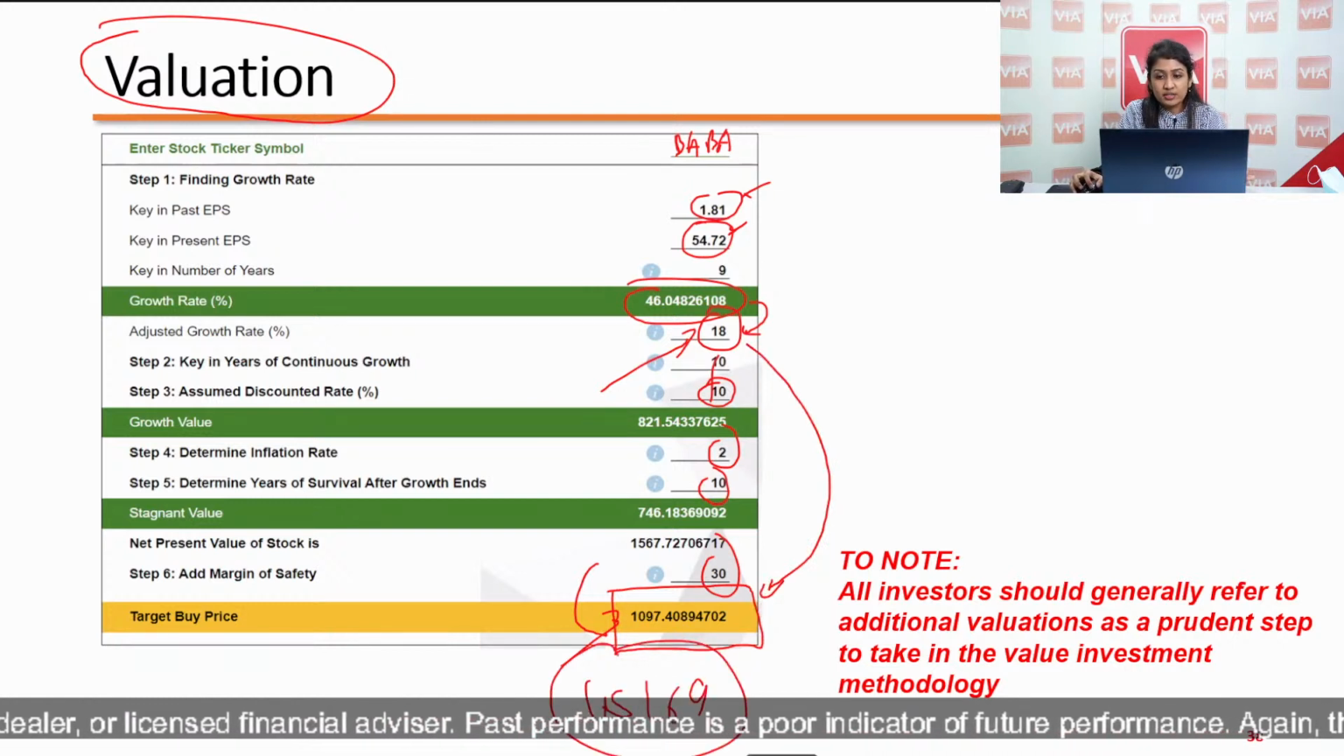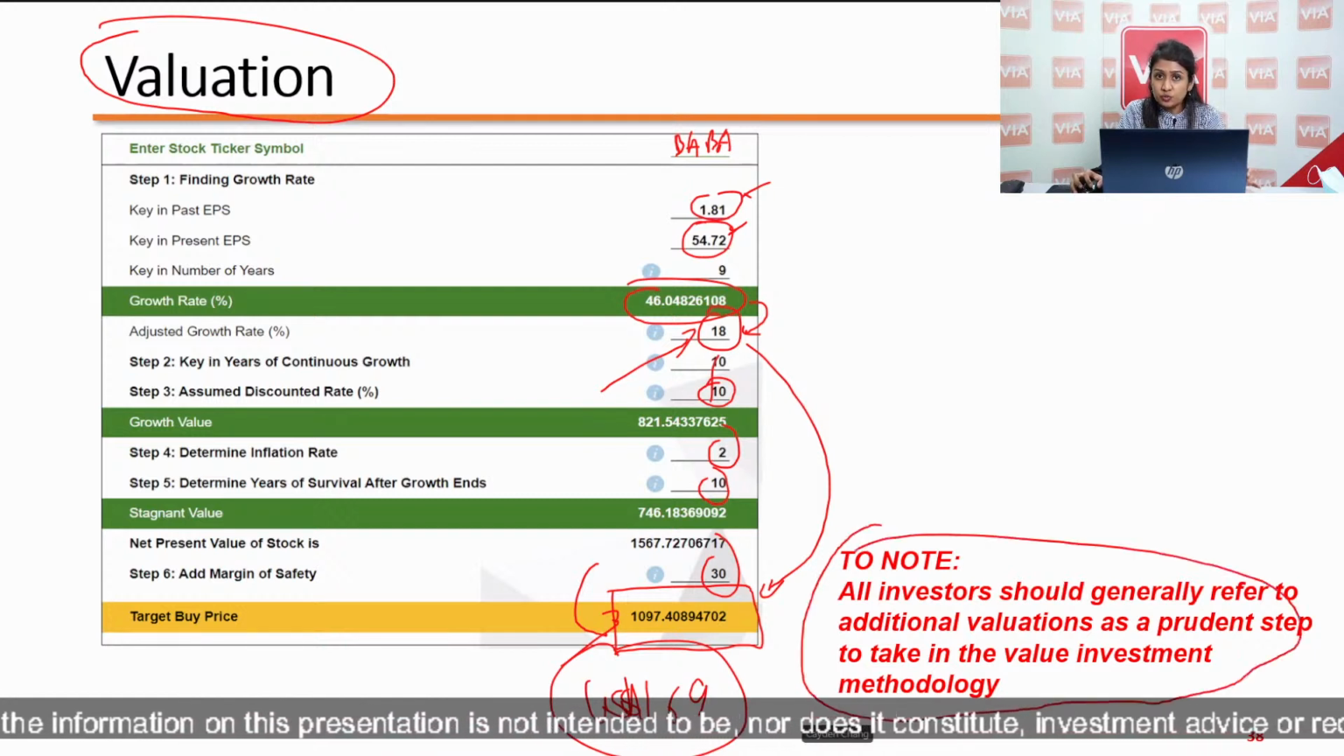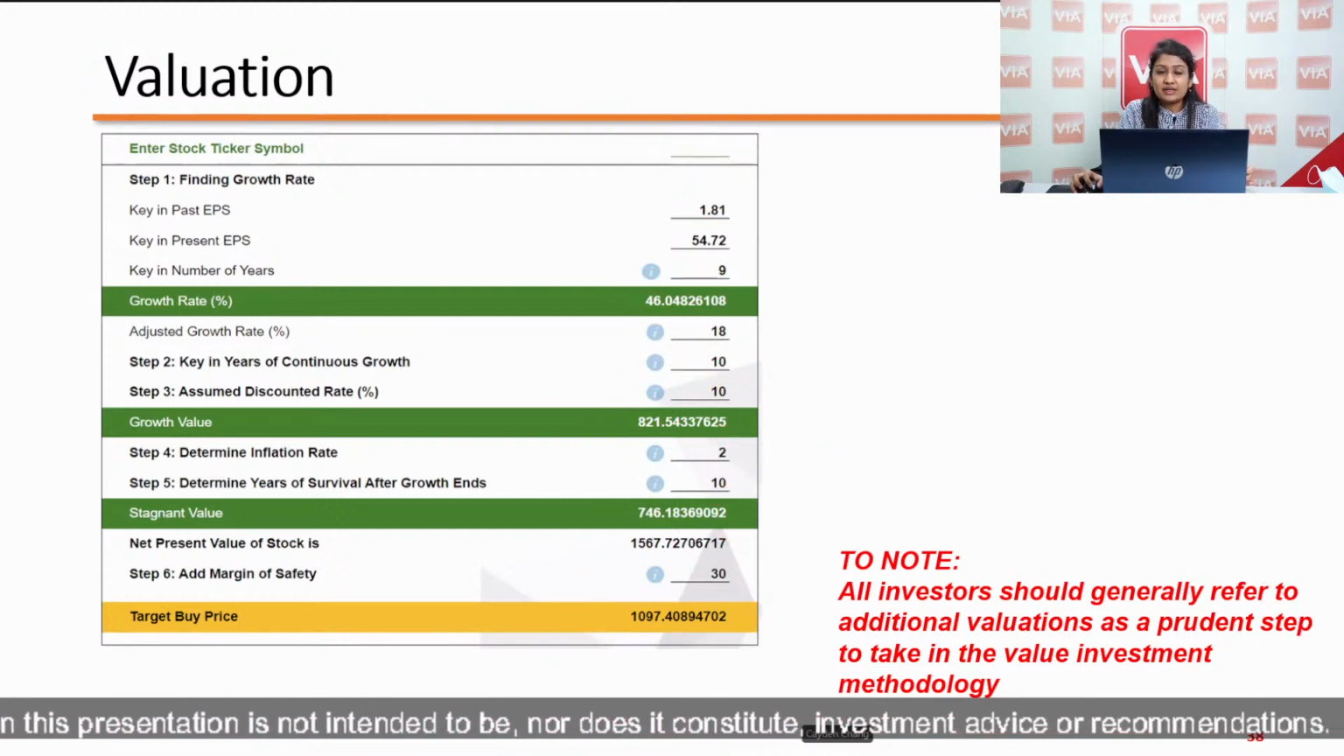Investment in this stock is justified only if one has the conviction that this company can grow at 18% per annum or more. Now, please note that all investors should generally refer to additional valuations as a prudent step to take in the value investing methodology.